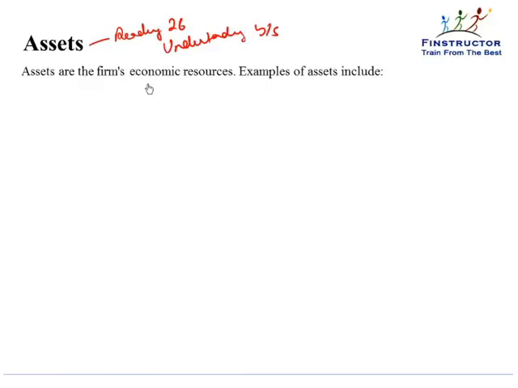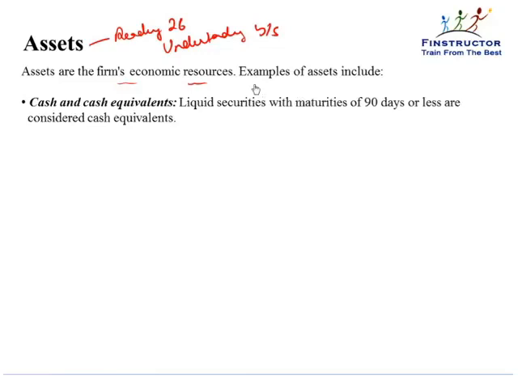So assets are the firm's economic resources. So there are items that will bring us benefit in the future or bring us cash in the future. Some examples include cash and cash equivalents. So cash is in our bank's current account or saving account, and cash equivalents are liquid short-term securities.